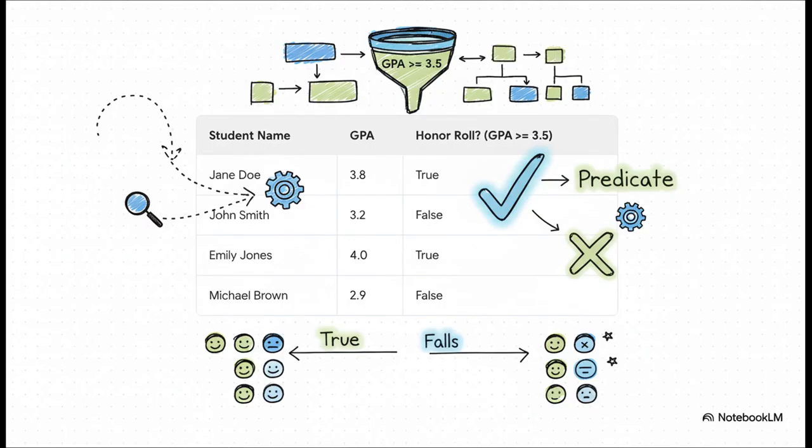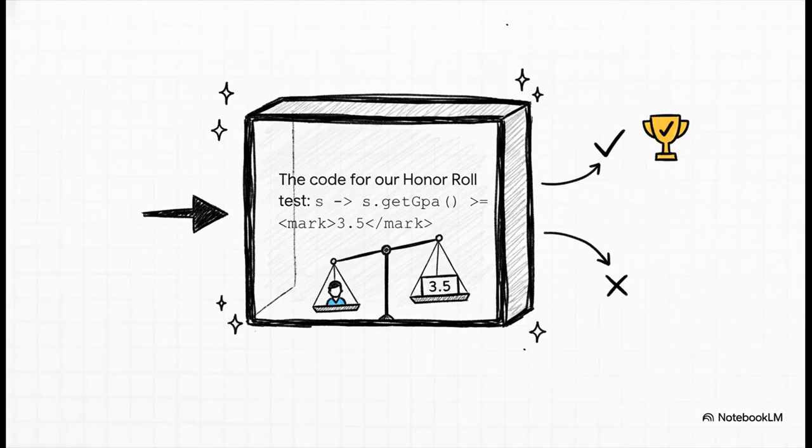And here you can see exactly how that test gets applied. Our predicate is going to march through our list of students one by one, take a look at their GPA, and spit out true if they make the cut for the honor roll and false if they don't. Simple as that. And this little line of code is the magic right here. This is the actual implementation of our predicate.